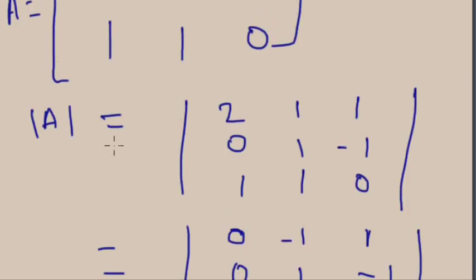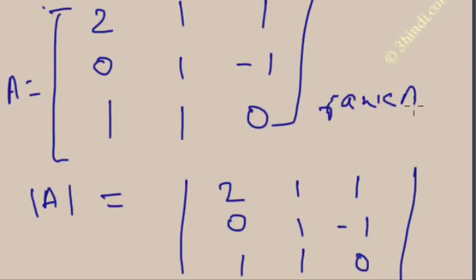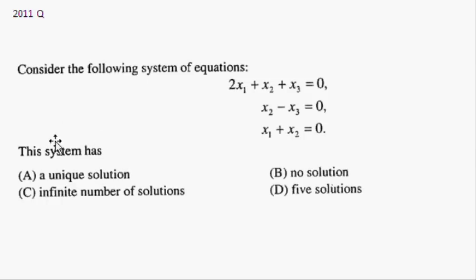Now the rank of A: suppose I take these 2 rows and 2 columns. If I take the determinant, it becomes 2. So the rank of A is 2, which is less than 3, and 3 is the number of variables. So the rank of A is 2, which is smaller than the number of variables. So there is an infinite number of solutions. In this question, the answer is infinite number of solutions.